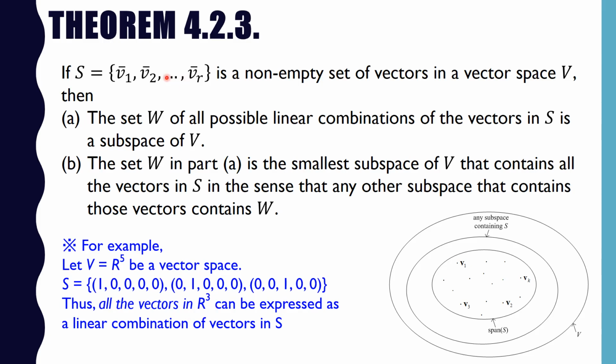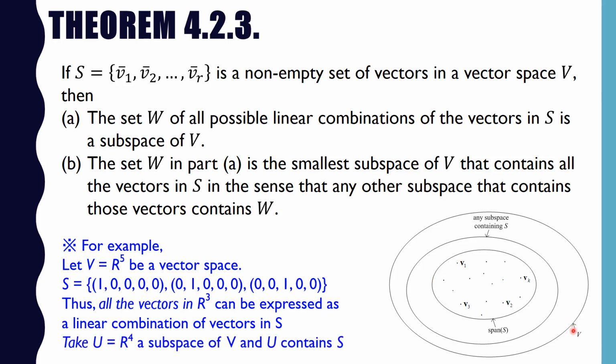Further, R3 itself is a vector space. So if we choose a set of vectors in V, and if we collect all possible linear combinations of those vectors in V, it is a subspace. So V1, V2, V3 generate all possible vectors in R3, which is a subspace of R5.